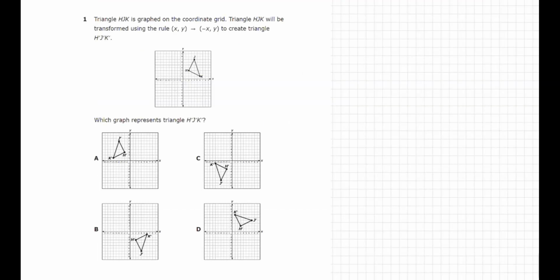Question number 1. Triangle HJK is graphed on the coordinate grid. Triangle HJK will be transformed using the rule (x, y) to (negative x, y) to create triangle H'J'K'. Which graph represents triangle H'J'K'? The x-coordinate is the opposite of the original value, but the y-coordinate is the same, so A is the correct answer.